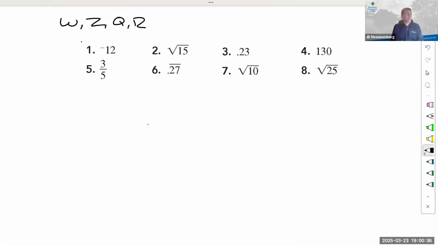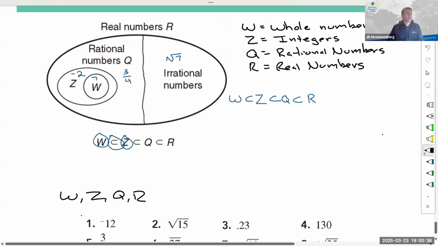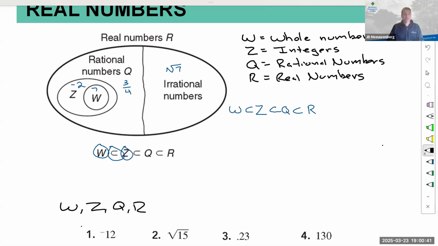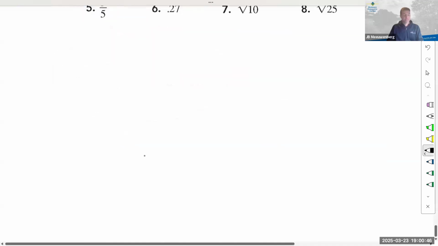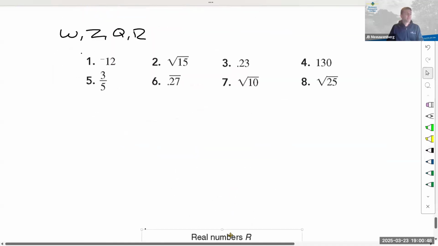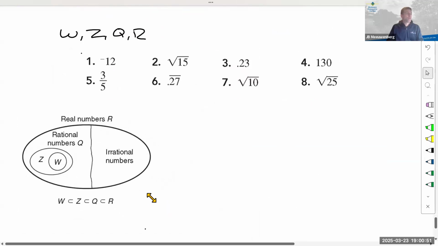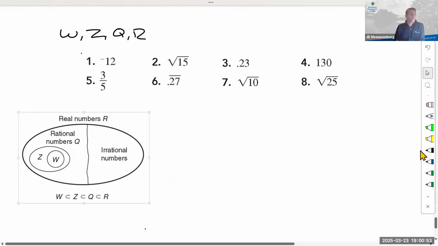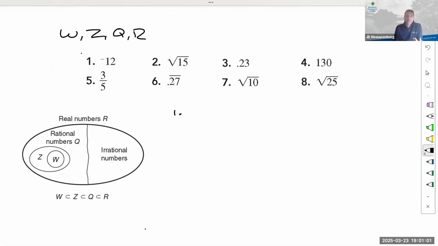So I'll do the first couple with you. It may be helpful as we go through these to refer back to this diagram. In fact, I think what I'll do is copy that picture and paste it so we can look at that while we do this. So the first one we'll talk about is number 1, which is -12. Where does -12 exist? If you start from the inside out and ask, is it a whole number? The answer is no, because it's negative. It is an integer. It's a Z. So 1 is a Z.